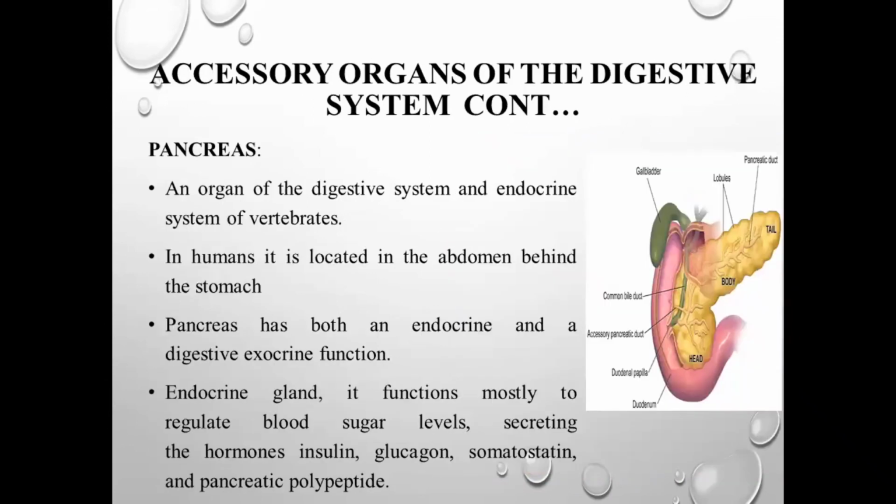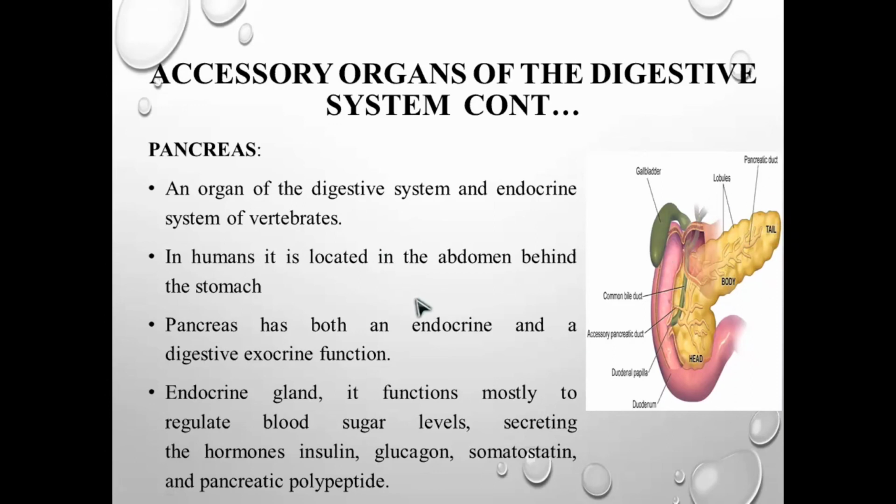Okay. Right. Next, we're going to see the last part of your digestive system, which is going to be your pancreas, a leaf-like organ of the digestive system, and it's going to be an endocrine gland. In humans, it is located in the abdomen behind the stomach. I already mentioned that below the stomach, you're going to have the pancreas.